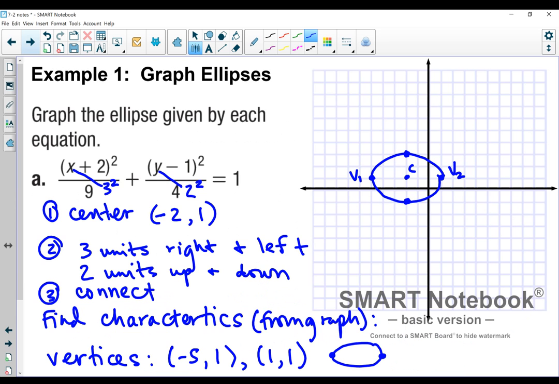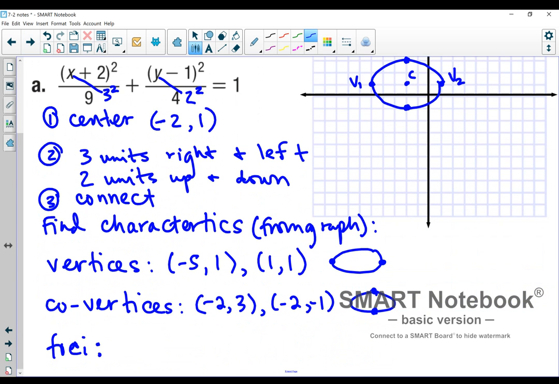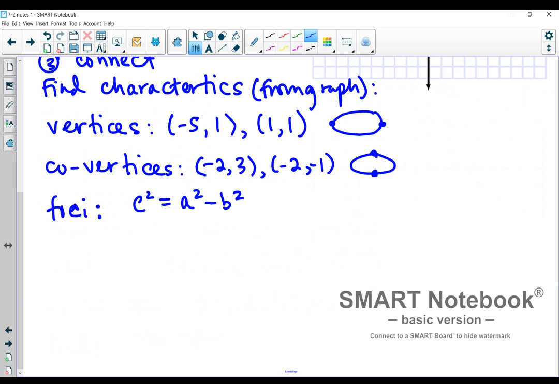So I'm going to go back over here. In order to find my foci, I know that they are going to lie on the major axis, and the equation is this: c squared equals a squared minus b squared. So my a squared and b squared are 4 and 9. I want to subtract them so that I get something positive. So I'm going to write c squared equals 9 minus 4. So c squared is 5.